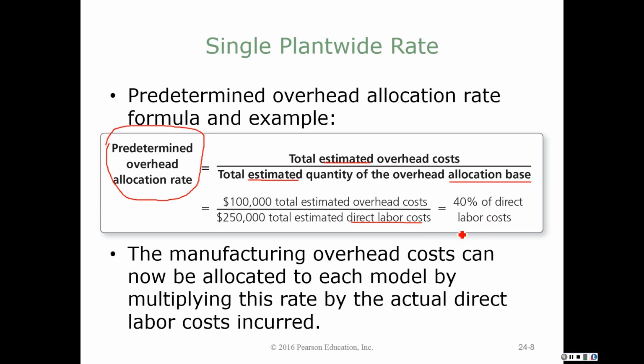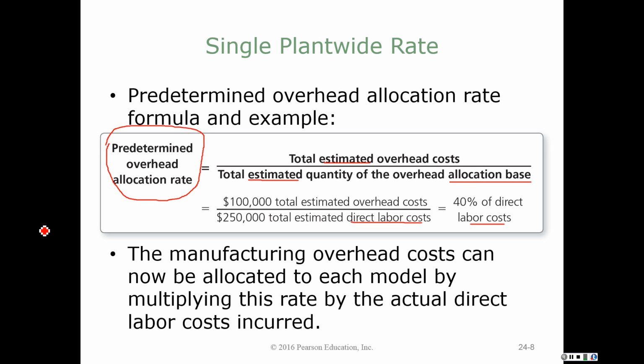We are saying that for every dollar I spend in direct labor, not hours, dollars, for every dollar that I spend in direct labor, I'm incurring 40 cents of manufacturing overhead. So when I generate payroll, I can take my payroll for my direct labor hours, multiply it times 40%, and that's what gets moved into work in process for manufacturing overhead.